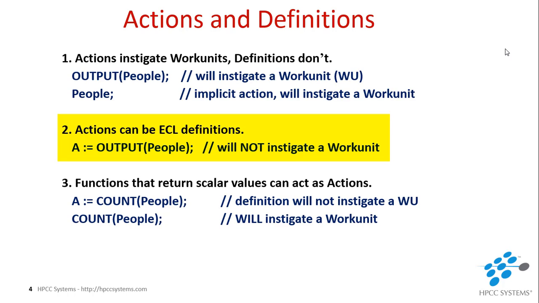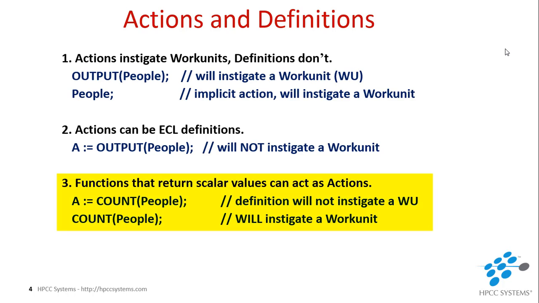So we have some special statements called sequential and parallel, which allow you to explicitly control how actions are executed. In order to combine actions in a single statement, we can define an action through use of an ECL definition. Number three, functions that return scalar values can also act as actions, but again, the definitions that reference those scalar functions cannot.